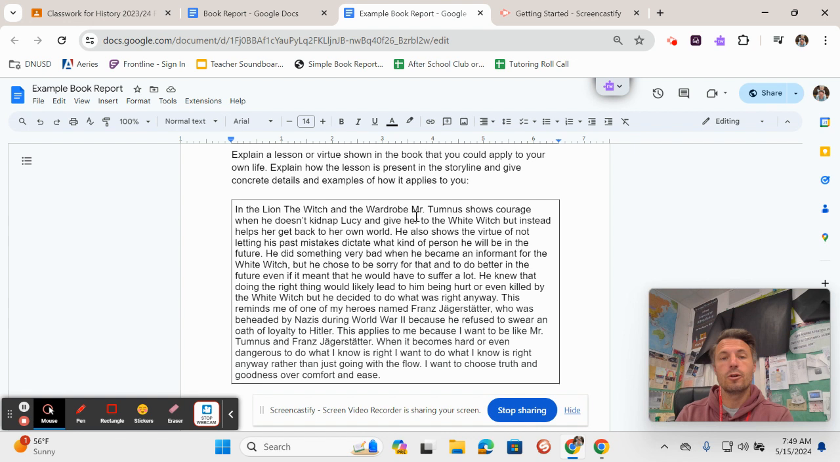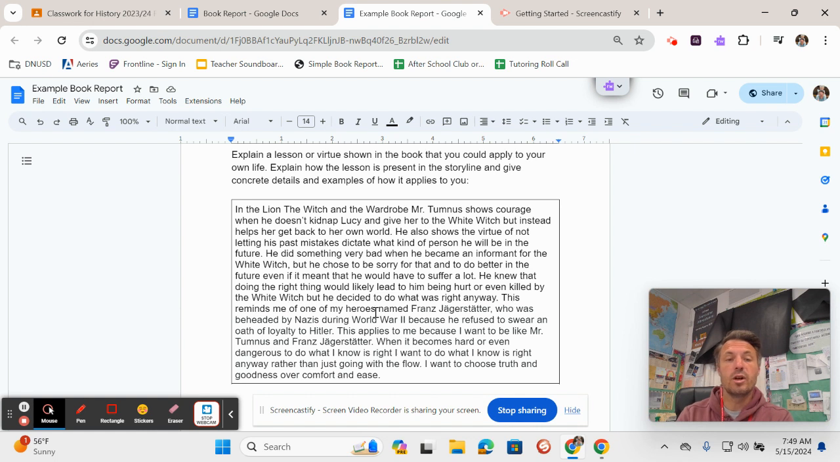In The Lion, the Witch, and the Wardrobe, Mr. Tumnus shows courage when he doesn't kidnap Lucy and give her to the White Witch, but instead helps her get back to her own world. He also shows the virtue of not letting his past mistakes dictate what kind of person he will be in the future. He did something very bad when he became an informant for the White Witch, but he chose to be sorry for that and to do better in the future, even if it meant he would have to suffer a lot. He knew that doing the right thing would likely lead to him being hurt or even killed by the White Witch, but he decided to do what was right anyway.